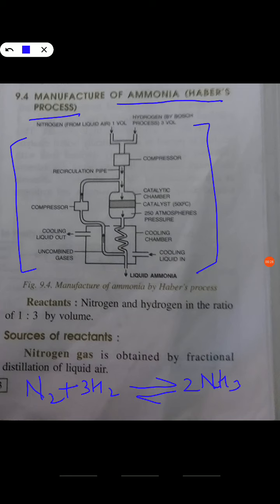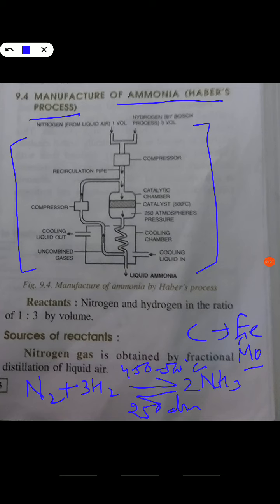And in this particular process the appropriate temperature is 450 to 500 degrees Celsius and the pressure should be 250 atm. We are also using a catalyst. The catalyst is finely divided iron and we use a promoter here, that is molybdenum. We all know what a catalyst is, a chemical which speeds up the reaction. Here it is speeding up the reaction. And molybdenum is the promoter here. Promoters help the catalyst to do their work properly.